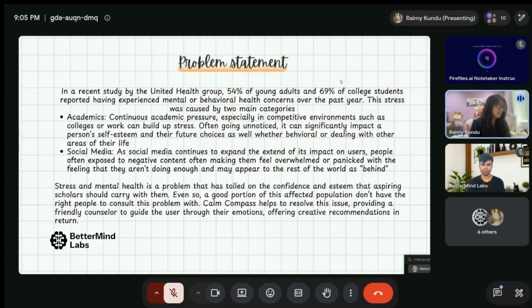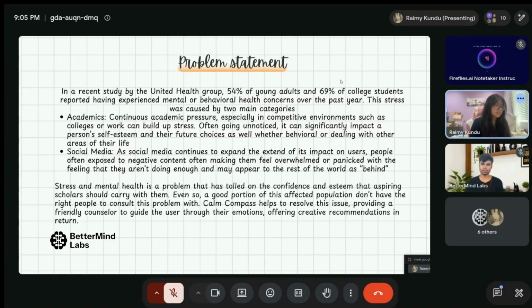Stress and mental health is a problem that has taken a toll on the confidence and esteem that aspiring scholars should carry with them every day, and even so, a good portion of this affected population don't have the right people to consult this problem with. This problem may also arise if they feel like they would be judged for the feelings that they're experiencing, or even feeling that they aren't getting the right guidance and attention that may be critical in that moment.